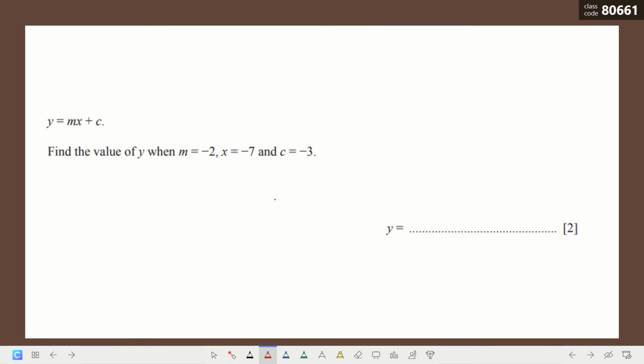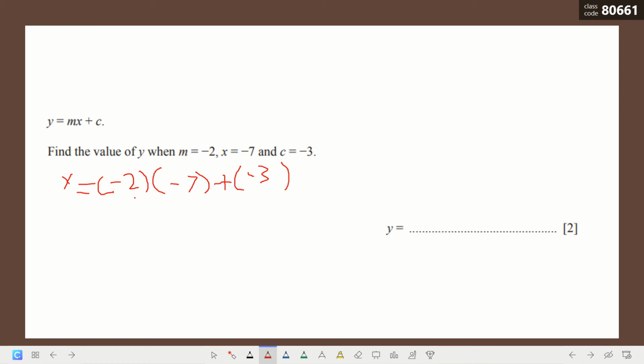Now, this is the question: y equals mx plus c. I just want to replace numbers in the place of letters. So here y is equal to m, which is negative 2. I put negative 2 in the brackets times x, which is negative 7. I put it the same in the other brackets, plus c, which is negative 3. I put negative 3 in the brackets also.